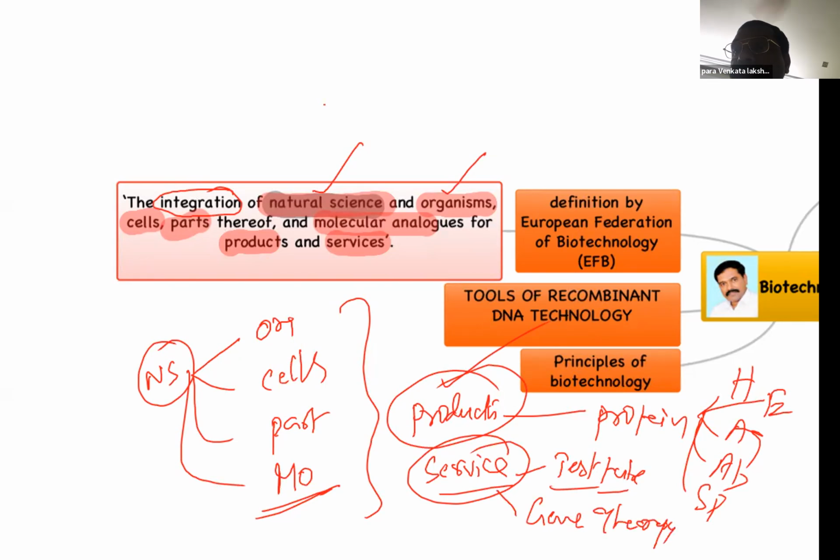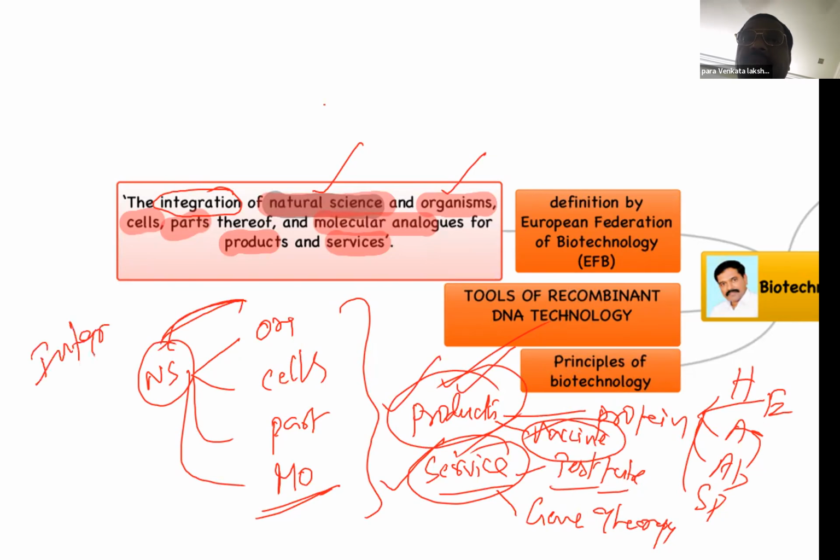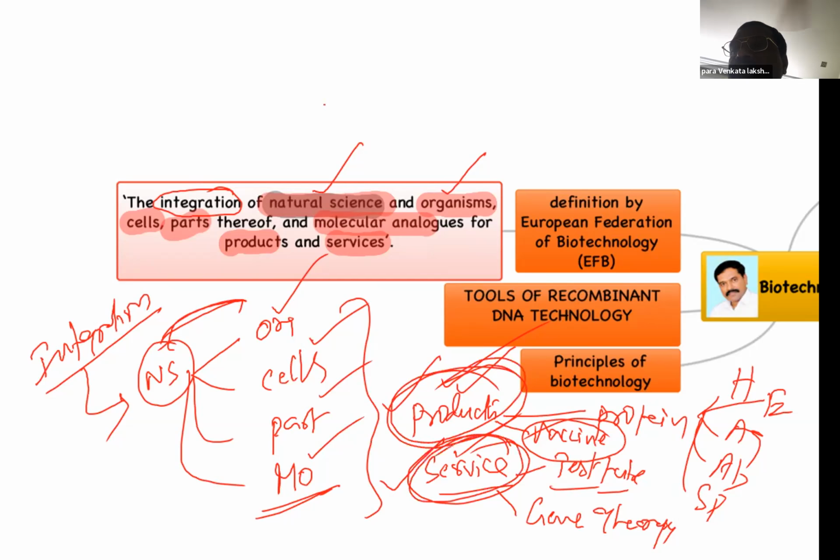Then you may produce a DNA vaccine. See, there are certain services and there are certain products that can be produced. When these products can be produced and service can be given, you have to integrate these things. So there is an integration in this biotechnology. There is an integration of the natural science with organisms or cells thereof, or parts of the cells, or molecular analogs, for the production of products and for giving service. This is the definition given by the European Federation of Biotechnology. Is it clear?